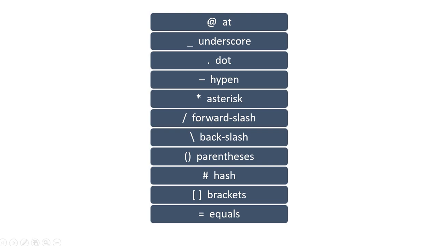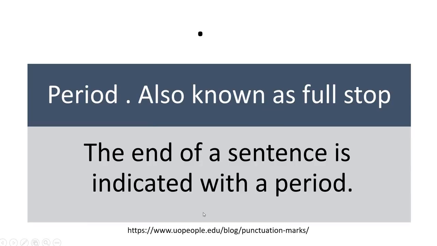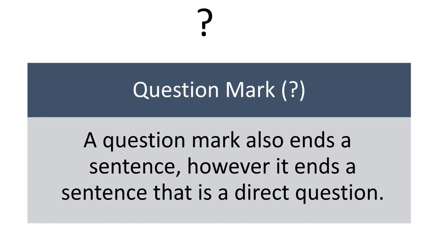The first one is at, underscore, dot or the period, the hyphen, asterisk, the forward slash, backslash, parenthesis, hash, square bracket, equal. Now let's see one by one. So the period, also known as full stop. The end of the sentence is indicated with the period.